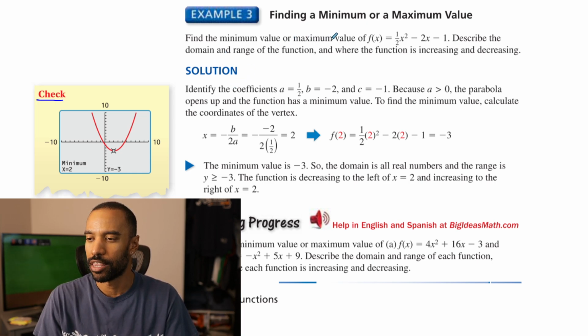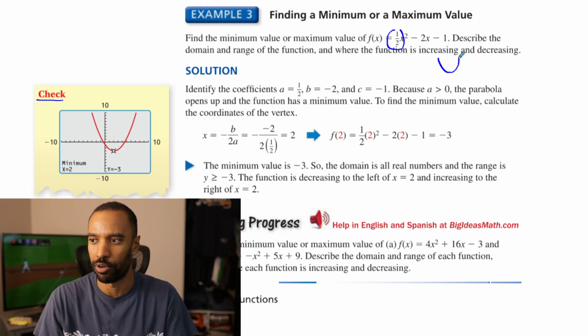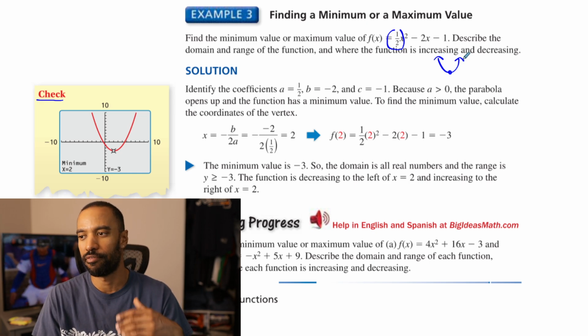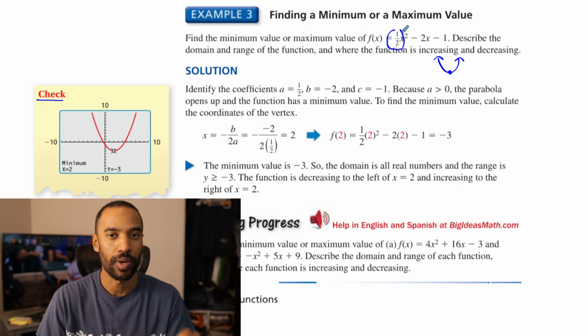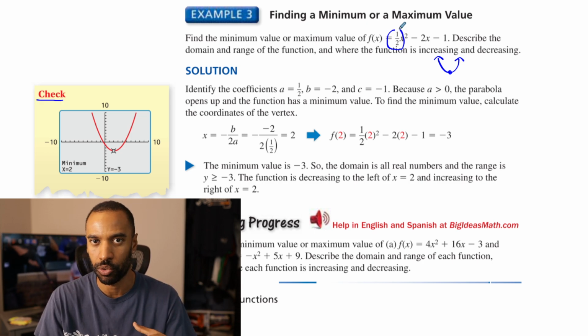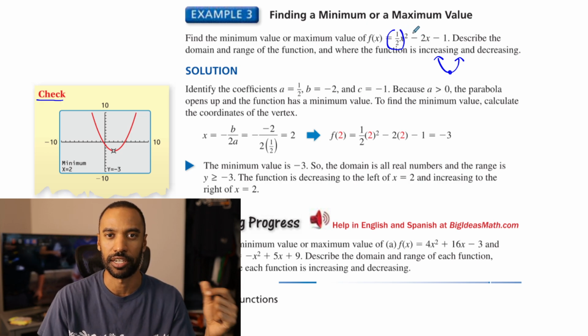So we're going to find the min or max value. Because A is a positive number, we know this is going to be an upward-facing graph. An upward-facing graph means you have a minimum value. The minimum value is at the y value of the vertex. We got to find that by using negative b over 2a to get the x value and plug that in to get the y value.